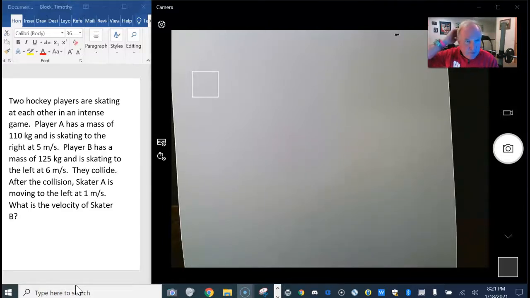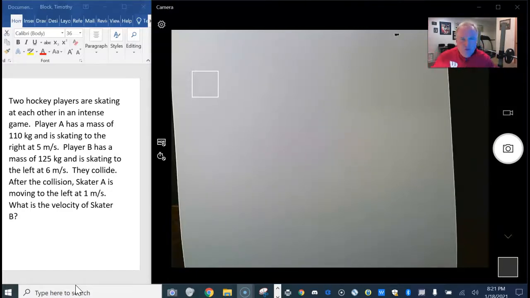Right, so we have this problem that you guys can see up on the board. 2 hockey players are skating at each other in an intense game. Player A has a mass of 110, skating to the right at 5. Player B has a mass of 125, skating to the left at 6, and they're going to collide, and they're going to give some information about after.